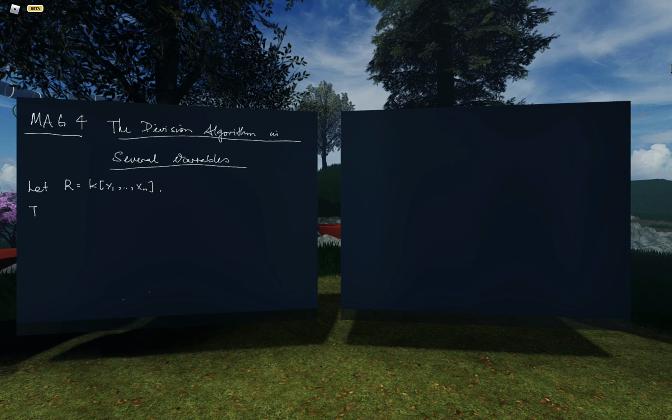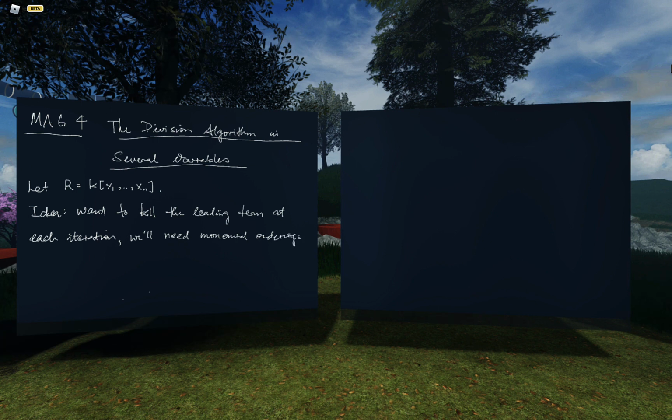Okay, so I guess the idea, I'll write this down. So the idea is that we want to kill the leading term at each iteration. So I use this with the understanding that we're familiar with the division algorithm in one variable, and so this makes sense, and so we'll need monomial orders to decide which is the leading term. I guess to even define the leading term, right? Because what does leading term even mean if you don't have an order? So I'll move over to the other board.